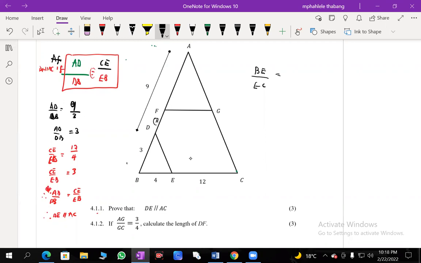BE over EC equals BD over DA. I get your argument, Mapitsi. BD over DA. Is this correct? Do we agree on this one? Correct. So it's going to be 4 over 12, BD is 3 again.